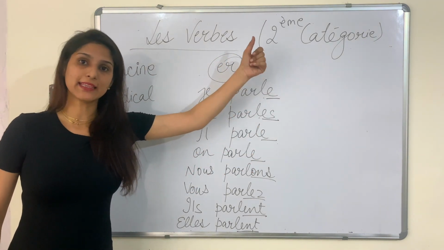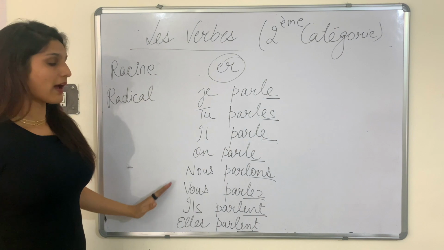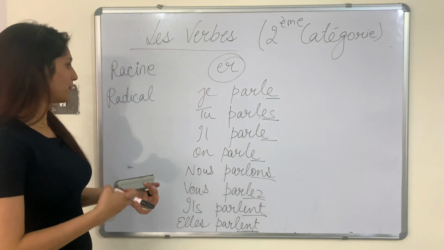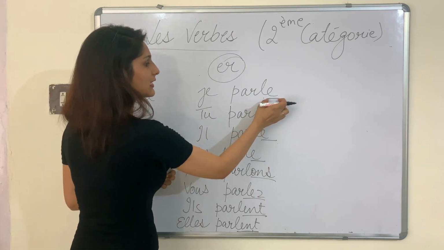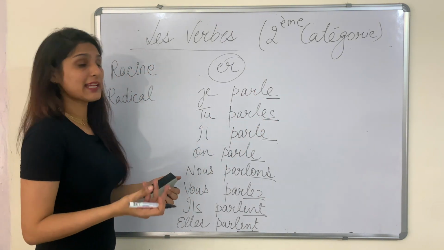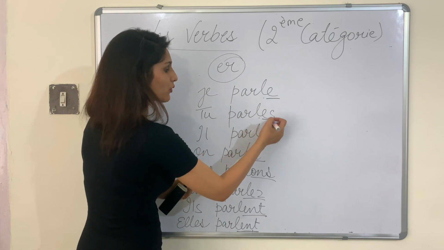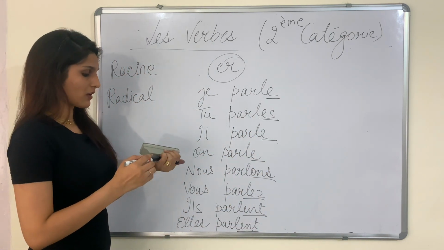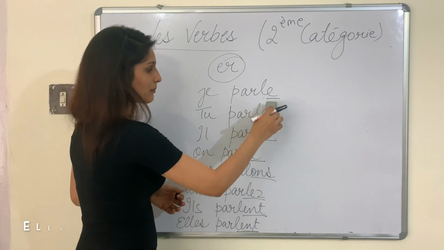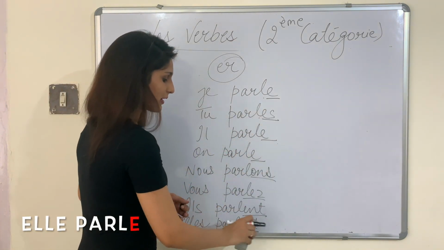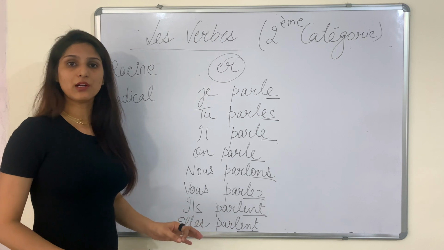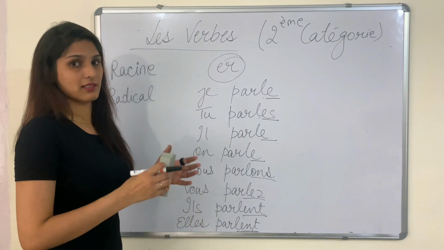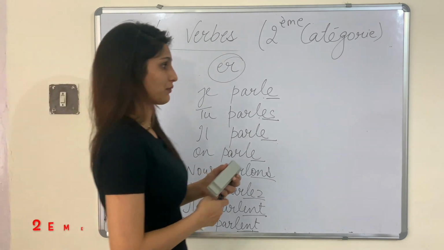Deuxième catégorie des verbes. Over here I have written an example from first category verbs. This is going to be your radical, or you can say terminaison, which you are going to change in your second category verbs. This terminaison is not going to remain the same in our second category verbs. It is going to be something else, and now I'm going to write that first of all.